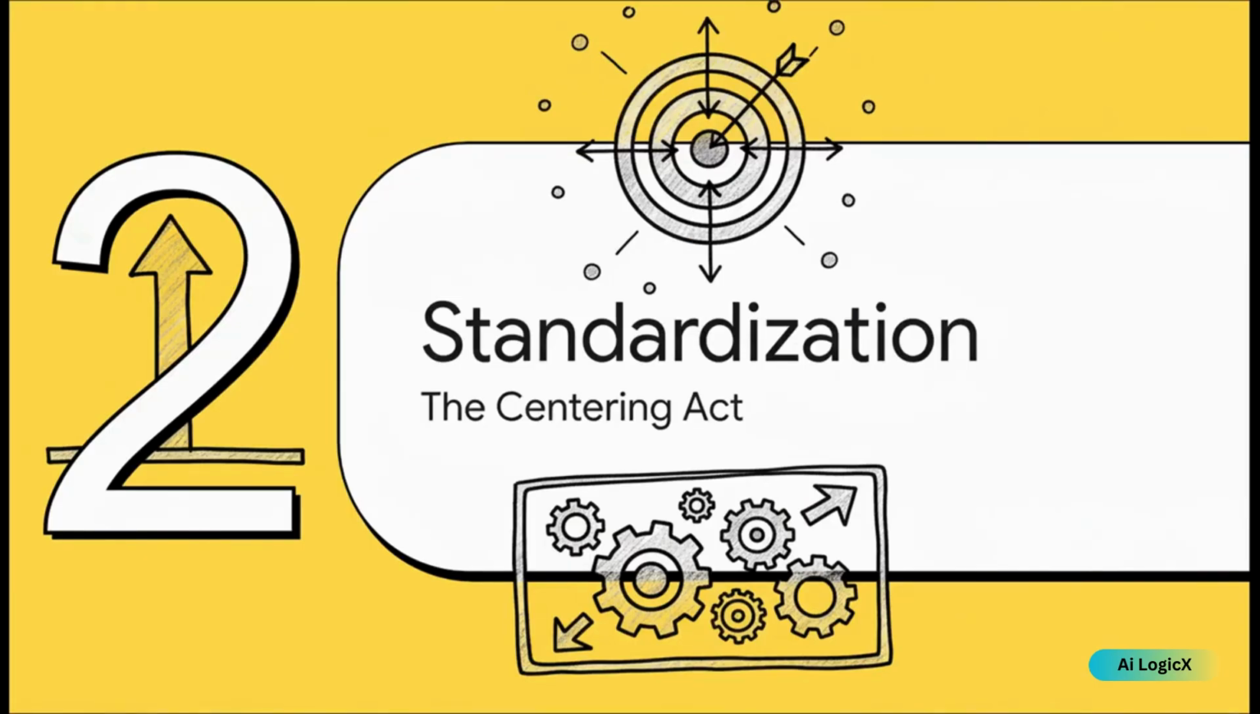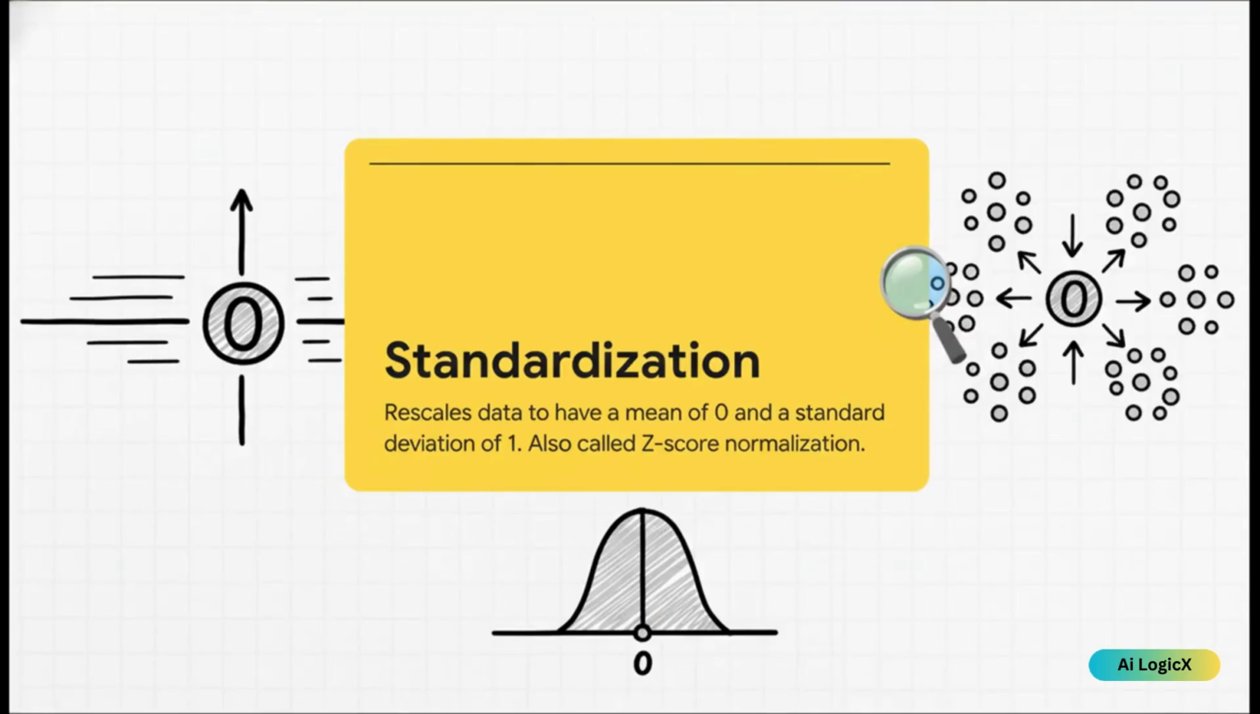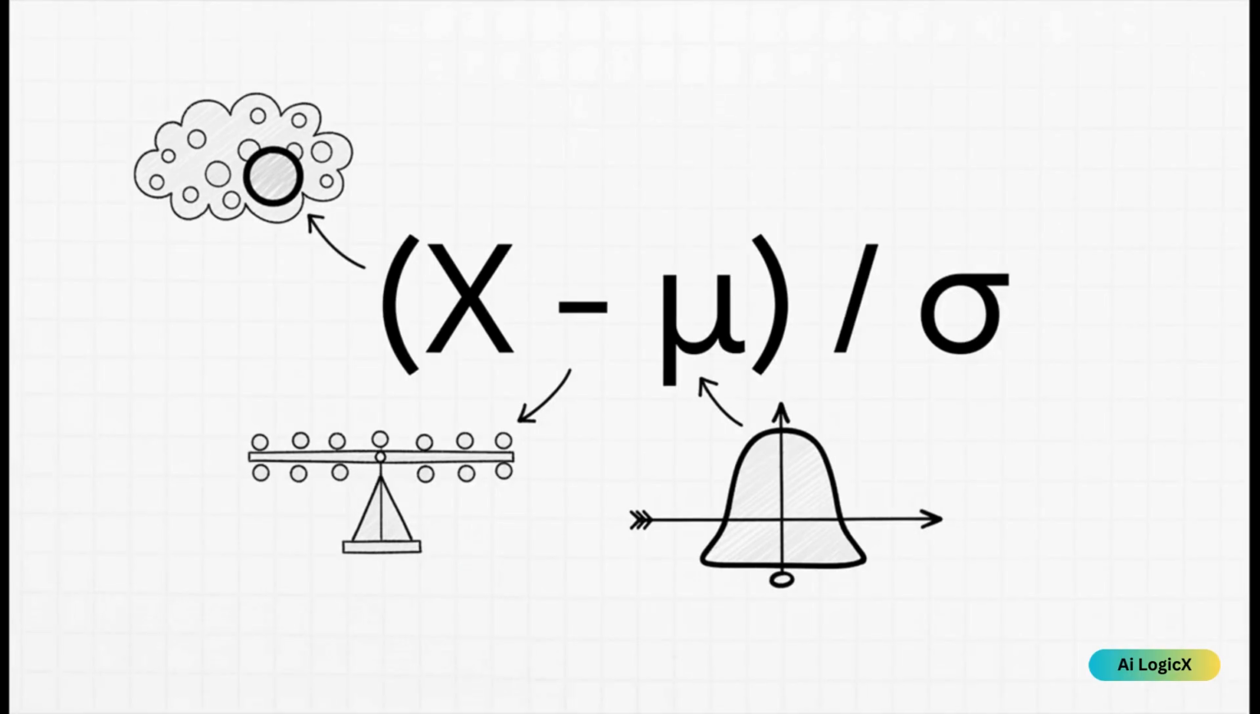Well, let's bring in our first solution, standardization. Now, what standardization does is pretty clever. It's not just about making numbers smaller. It actually repositions your entire dataset so that it's centered right around zero, and it gives it a nice, consistent spread. And the formula might look a little intense, but it's actually super straightforward.